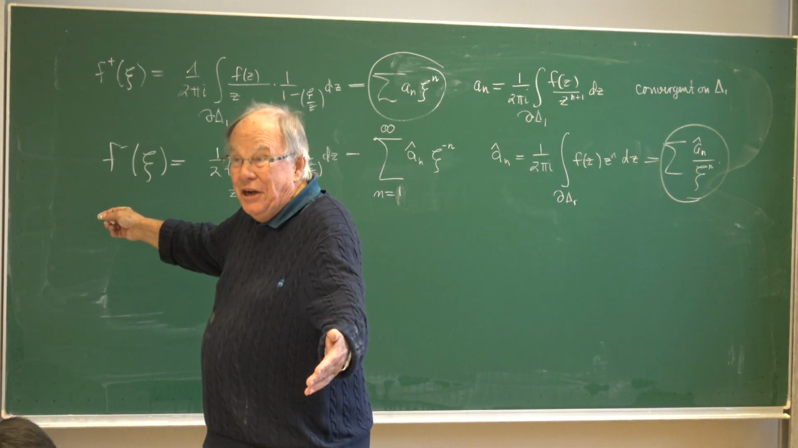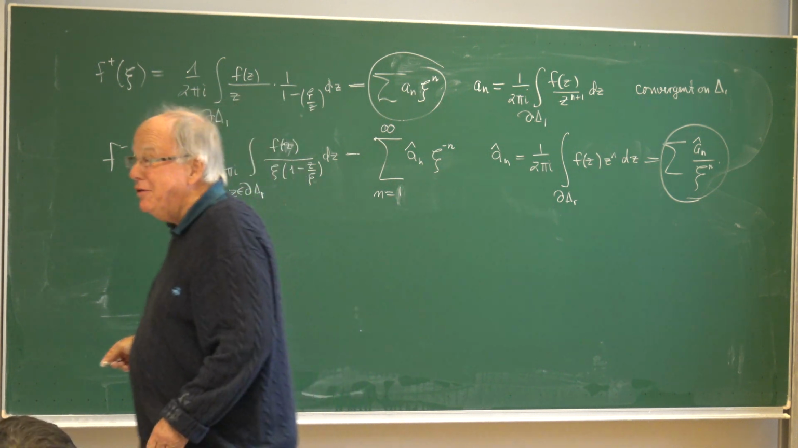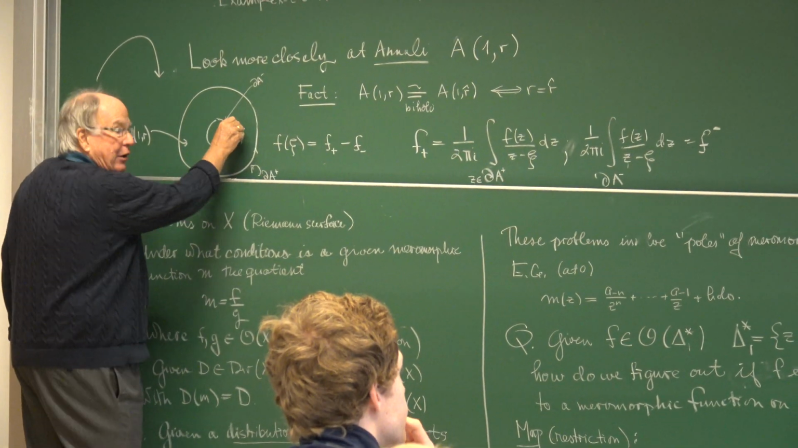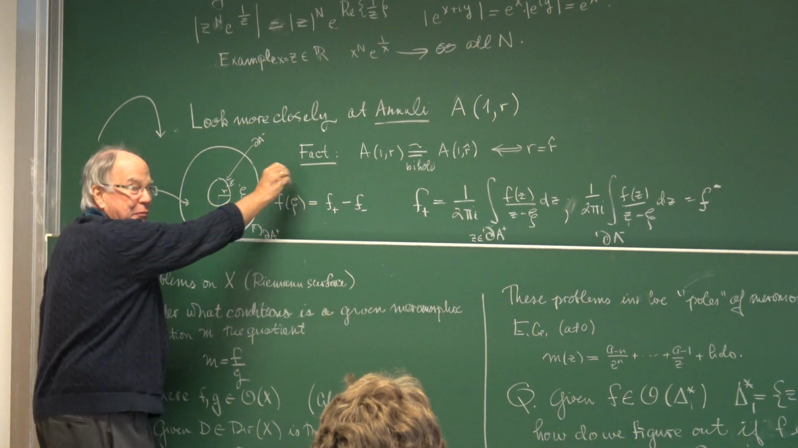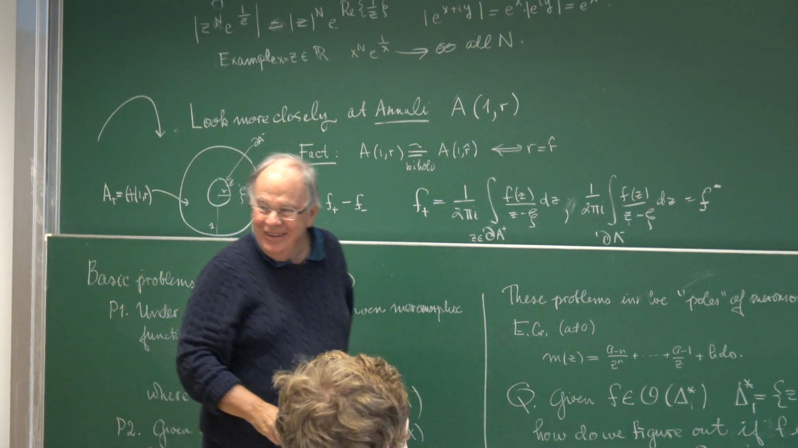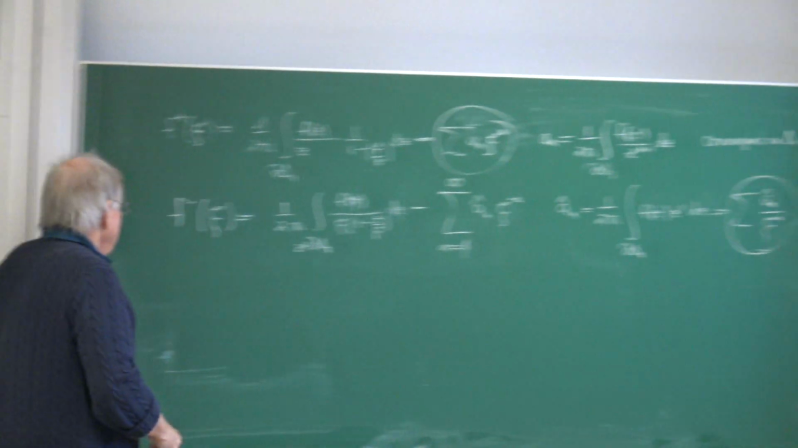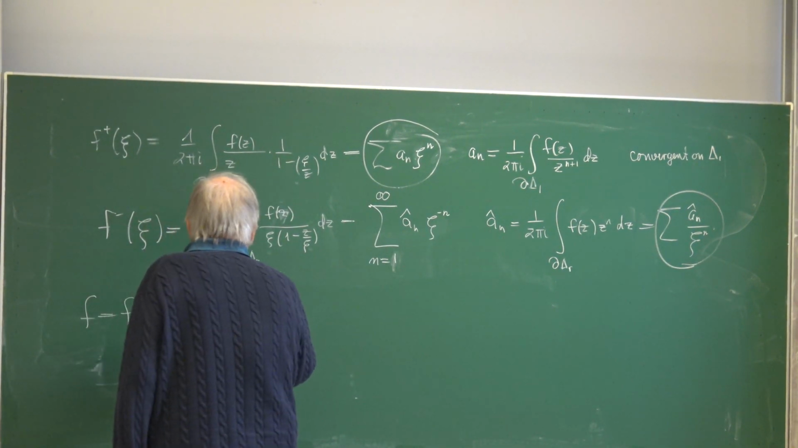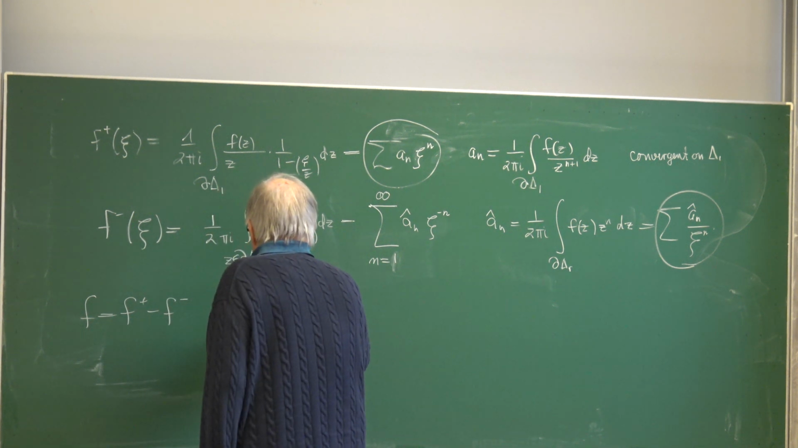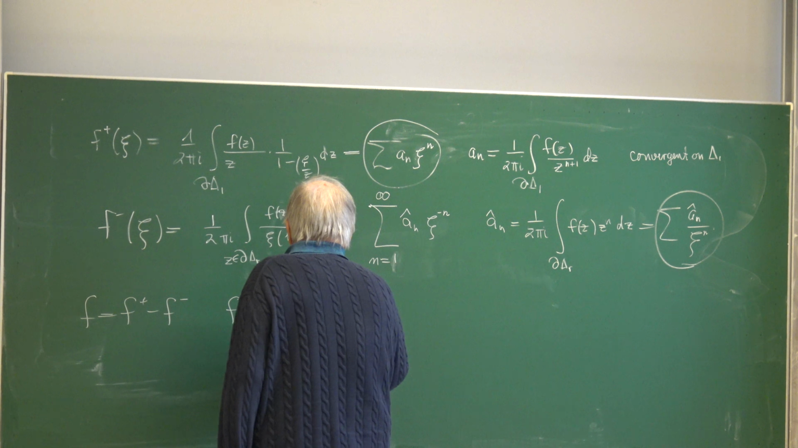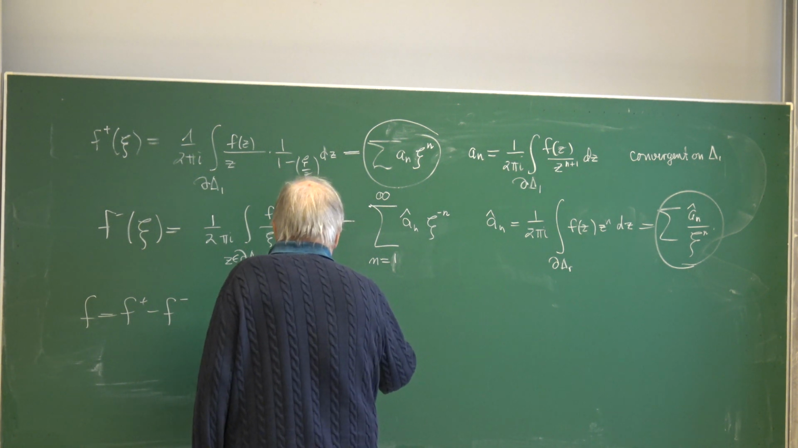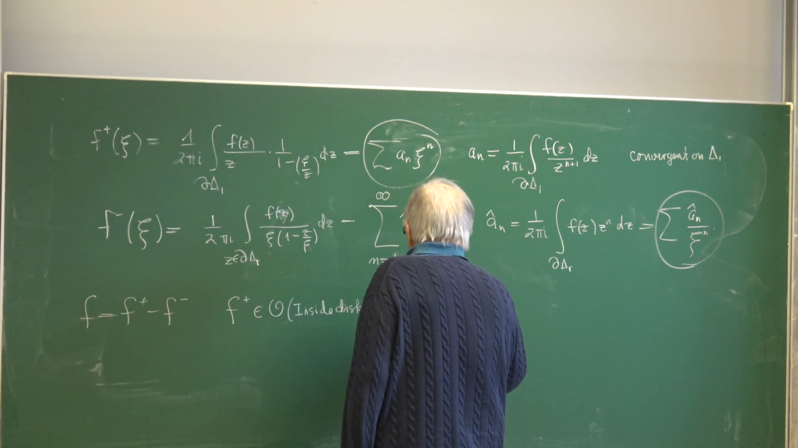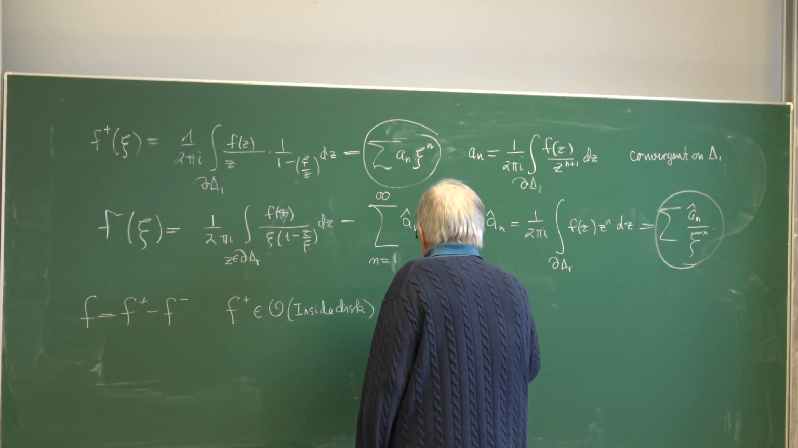And now where is that convergence? It's very highly non-trivial if you think about it a little bit. The key here was that you're running around the inside boundary and zeta is outside. It doesn't matter where zeta is, zeta could be out here. So this is f equals f plus minus f minus, where f plus is holomorphic on the inside disk, and f minus is holomorphic on the outside disk.